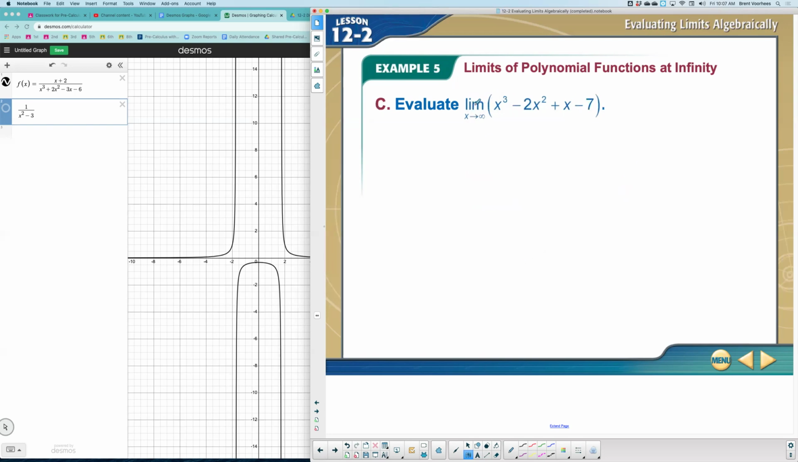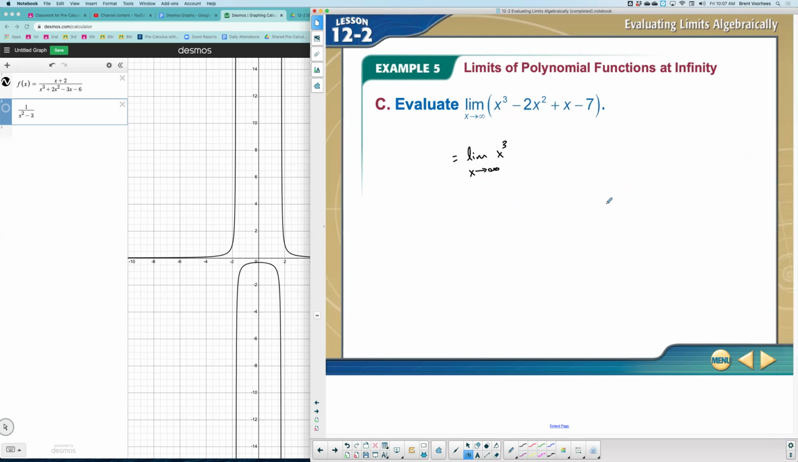Here's another one. As x approaches positive infinity, this would be equal to the limit. Again, not to say this function is equal to the function I'm about to write for the leading term, but the limit itself will be equal. This limit and this limit will be the same as the limit of the leading term. The leading term is x cubed.